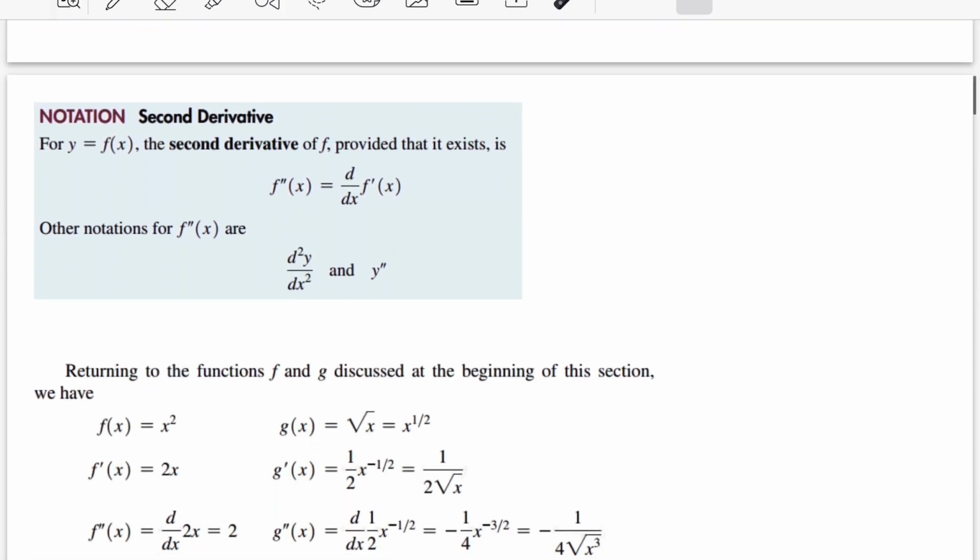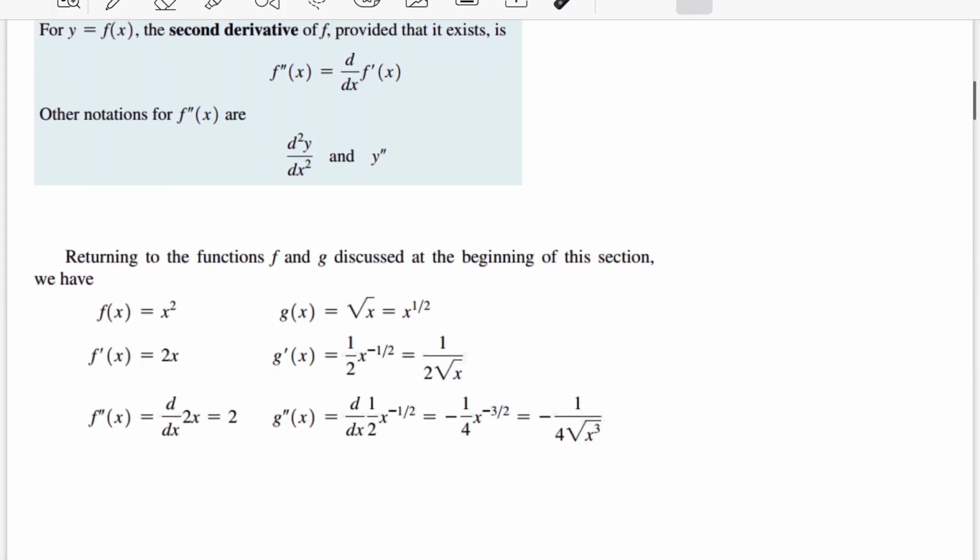So going back to the functions that we mentioned at the beginning of this section, we have x squared and the square root of x. Taking their derivatives, we get 2x here and 1 over 2 times square root of x here. And then to find their second derivatives, all we're going to do is take the derivative of their first derivative. Okay? So for f double prime of x, we just get 2, and then for g double prime of x, we get this guy here.